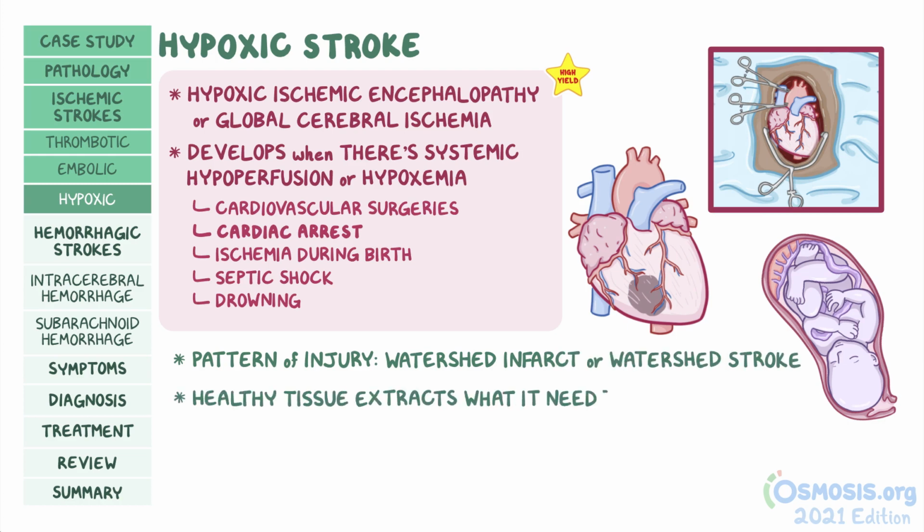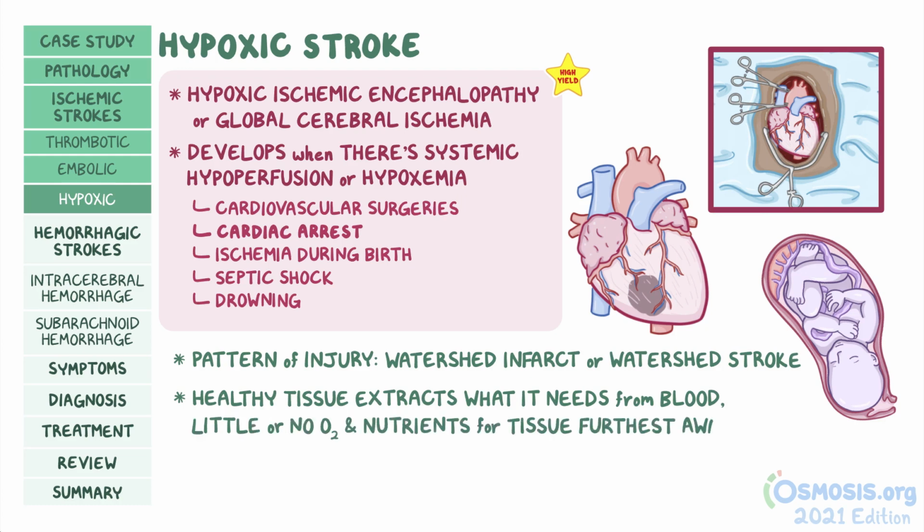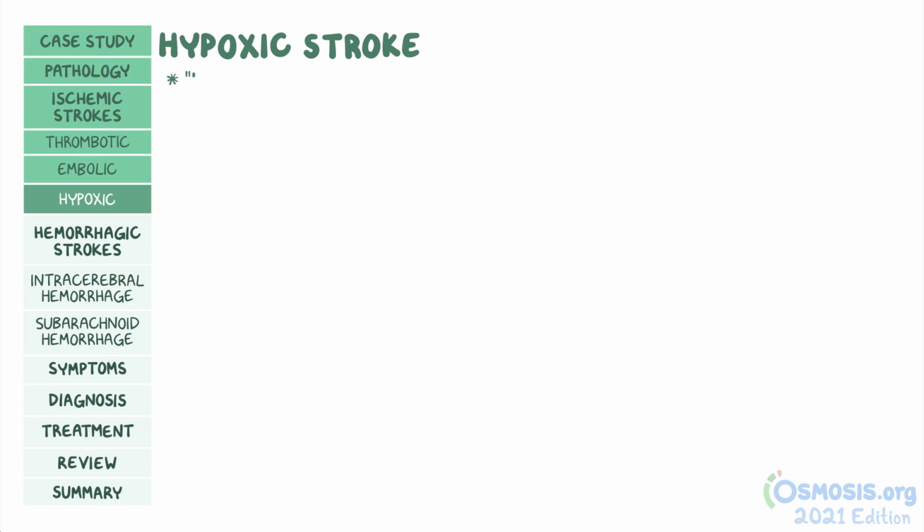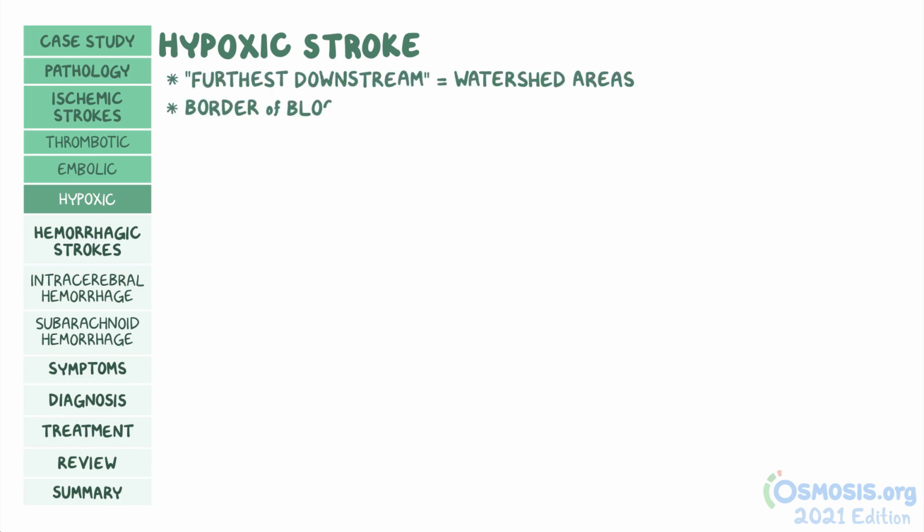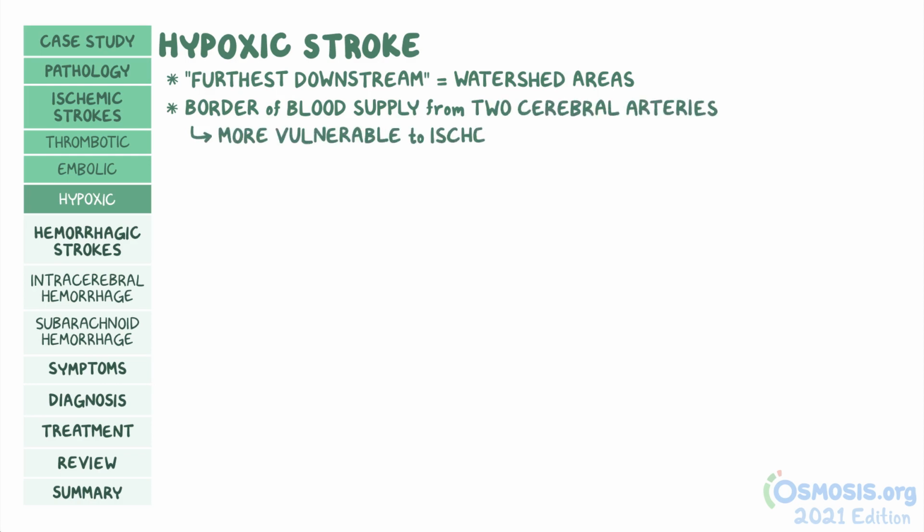In these cases, the pattern of injury is called a watershed infarct or watershed stroke, where healthy tissue continues to extract what it needs from the blood flowing by, leaving little or no oxygen and nutrients for the tissue furthest away, and as a result, the tissues that are the furthest downstream are affected the most. The furthest downstream tissues are the watershed areas, which are at the border of blood supply from two separate groups of cerebral arteries, making them more vulnerable to ischemia.